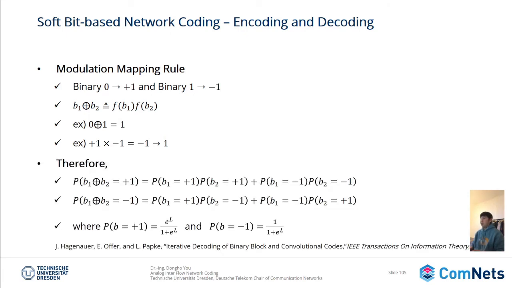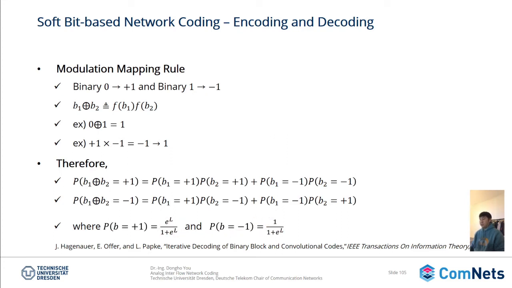Therefore, using these conditions, we can know the probability that B1 XOR B2 is +1, like this. This is when both are +1 or both are -1 to get the positive value. On the other hand, the probability that B1 XOR B2 is -1 is like this: +1, -1, and -1, +1. Actually, this is to get the negative value. Here, the probability that B1 is +1 and B2 is -1 can be expressed as these values.